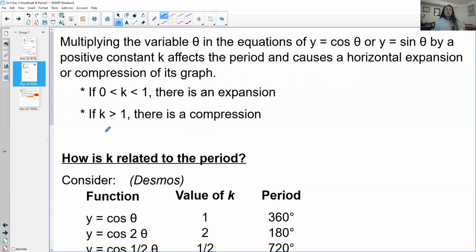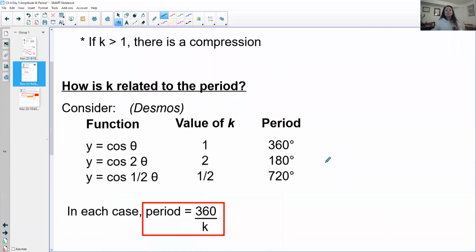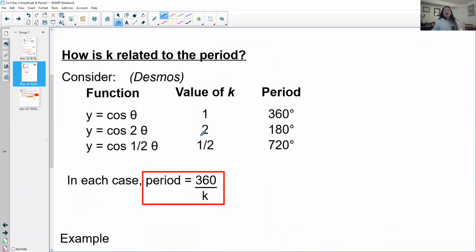If it is a number larger than 1, then you are going to get a horizontal compression. Those ones will be smaller. Now, how is this K value related to the period of a function? Because remember, the period is the distance of a cycle, and if we're stretching or compressing it, then you are going to be changing the period of your function. So the K value does in fact affect it, and there's a cute little formula for you to memorize.